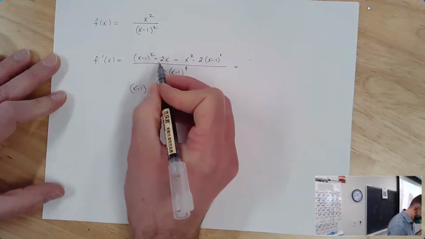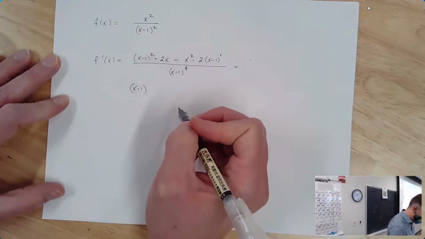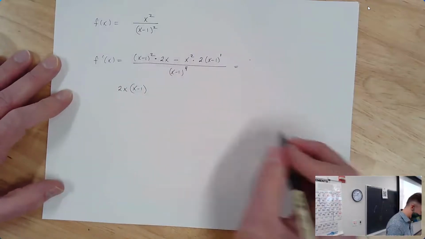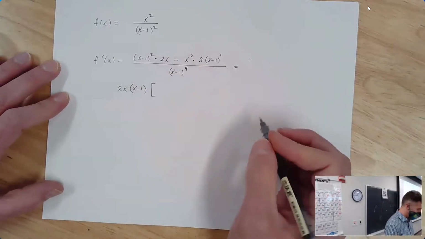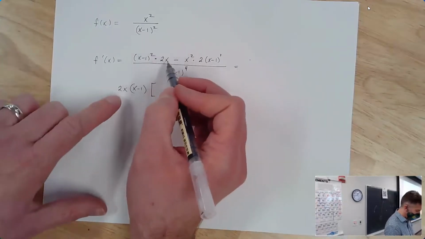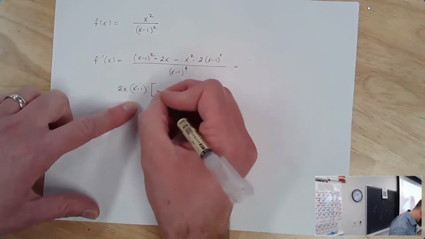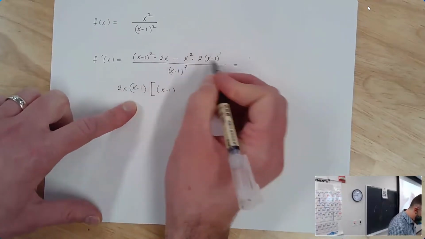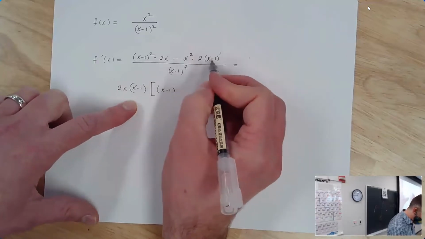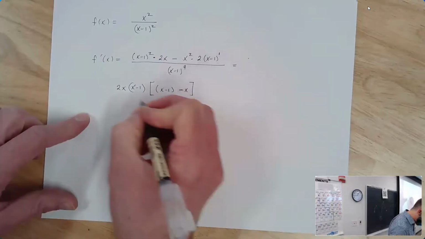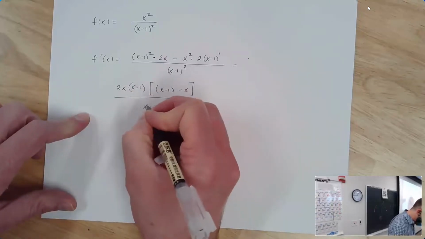What else can I factor out from each of these pieces? It looks like a 2 and an x. So let's see, from this first piece, I factored out a 2x times an x minus 1. I'm left with the other x minus 1. From the second piece, I factored out a 2x and an x minus 1. I'm left with just an x, all over x minus 1 to the fourth.